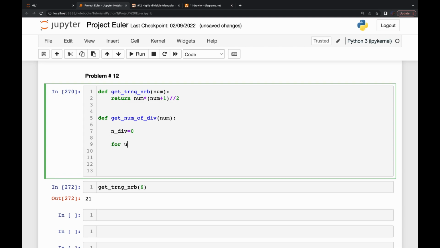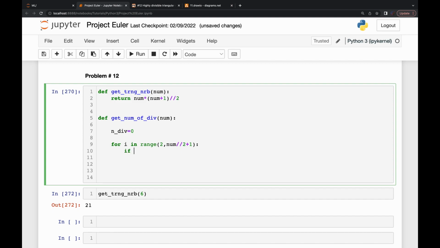Then for i in range. In order to get the number of divisors, we don't have to go up to the whole number. We can go up to half of the number and that should be enough. And we don't have to start from 1, we can start from 2. What do I mean by this? If we do integer division of the number by 2, and the number is odd, for example 5, this will give me 2. But I want to check until 3, I just want to check one more. So it should be n divided by 2 plus 1. That's how we'll keep our loop.